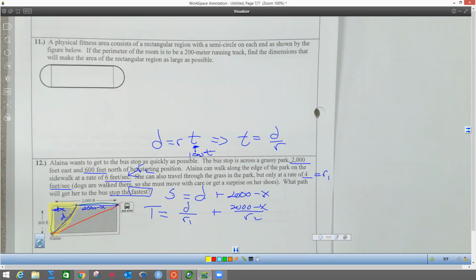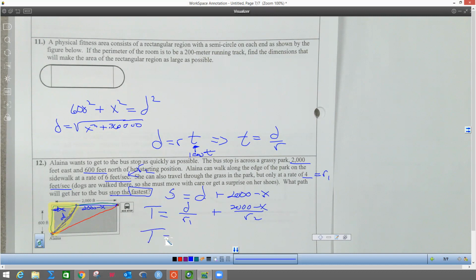So from what I know about right triangles, 600 squared plus x squared would equal d squared. So what that means is d would equal the square root of x squared plus, let's see, 1, 2, 3, 4, and 36. So there's the distance cutting across the graph.